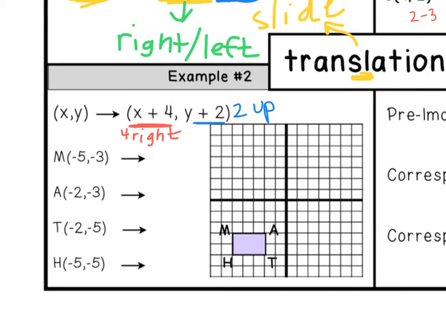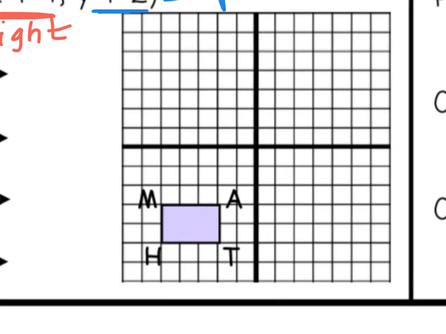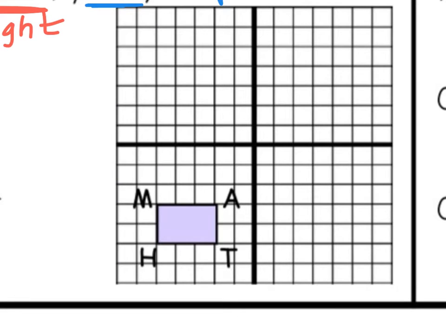So when I go to my picture, I'm going to start with the letter A. So we're going to go A, we're going to go 4 units to the right, and then 2 units up. So we're going to be right here. And then that's our new A, so we're going to call it A prime. Like a little hash mark or a little 1 by it.